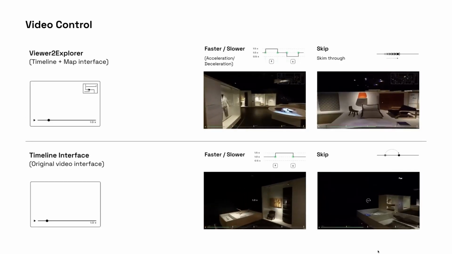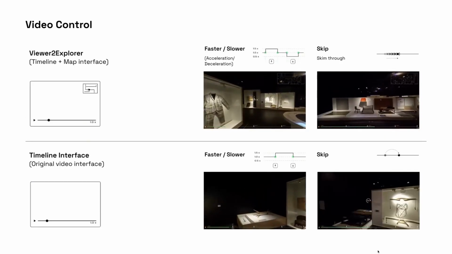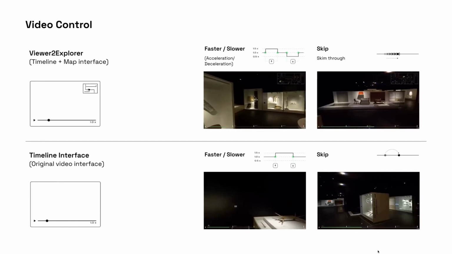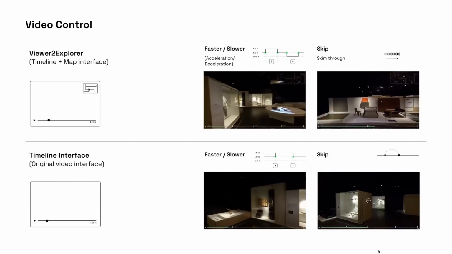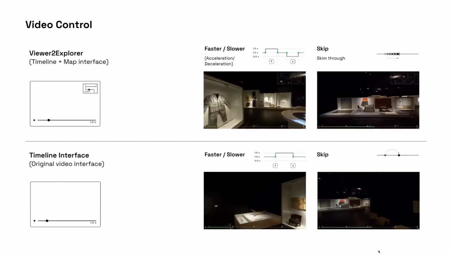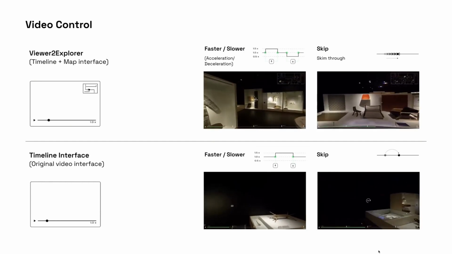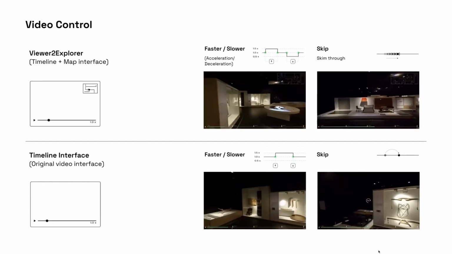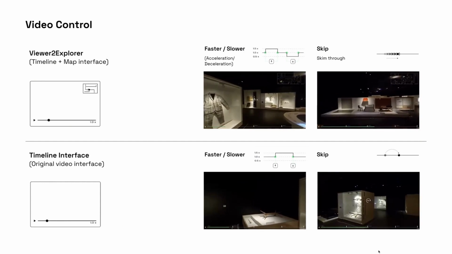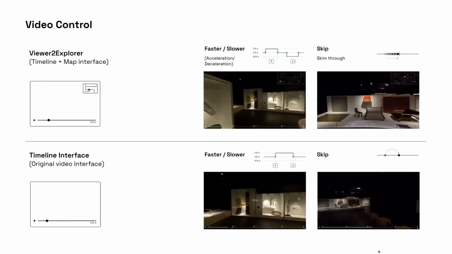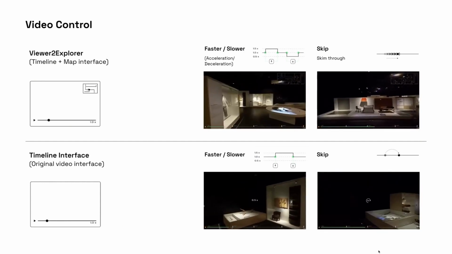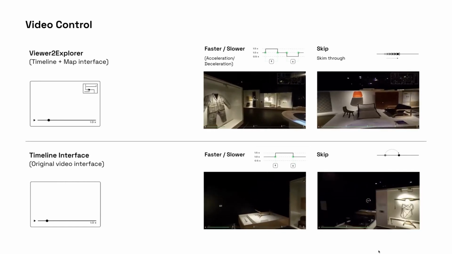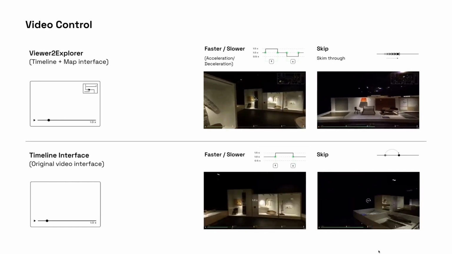For example, we replaced the traditional faster and slower controls with acceleration and deceleration features. Also, we replaced the skip functions to skim through the space, like walking faster in a real exhibition space. From this slight modification, we intend that this change metaphorically represents the footsteps of visitors.